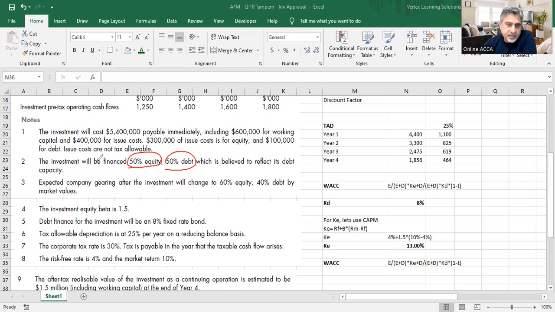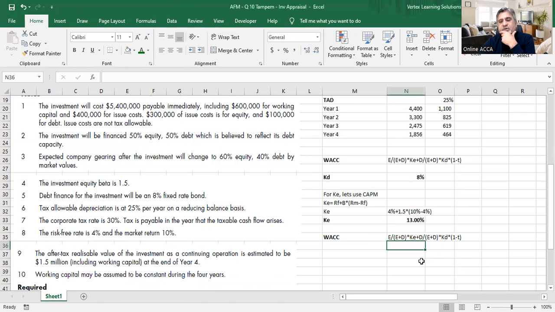But then they also tell you that this would be 60%, this would be 40%. After taking this project, your equity debt ratio might change. So then you need to consider that equity is going to be 60% and debt is going to be 40%. You can assume any numbers actually.